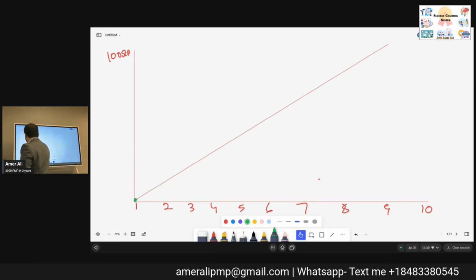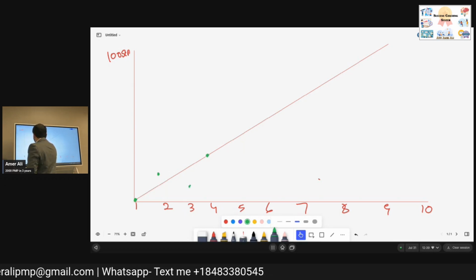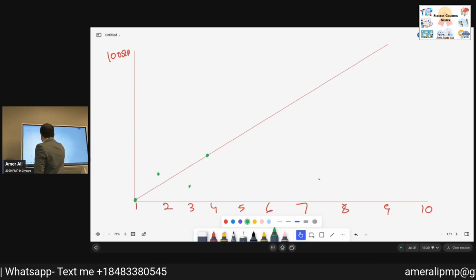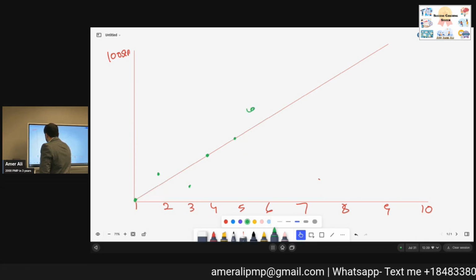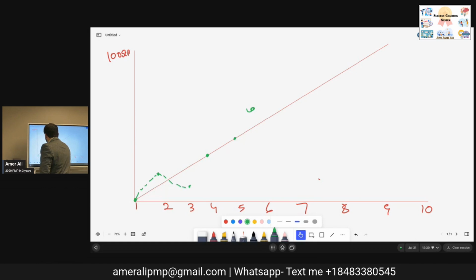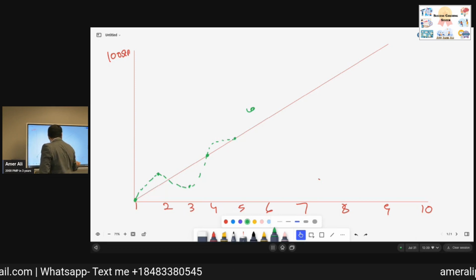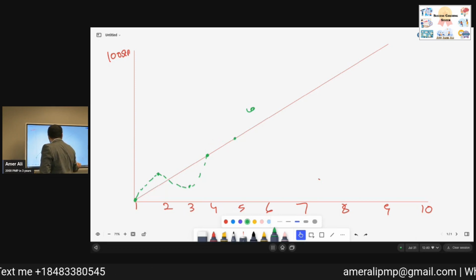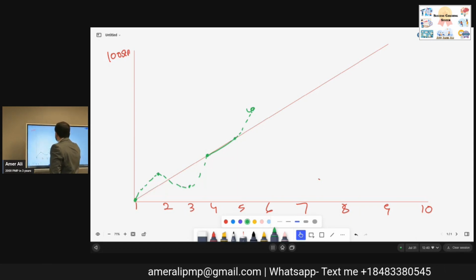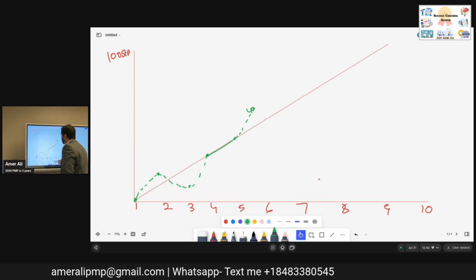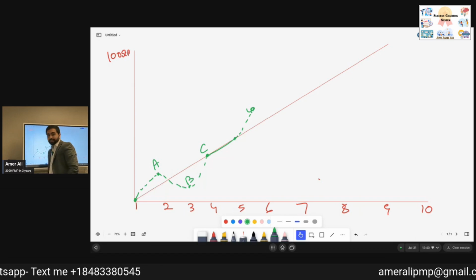Now actual burn up. On day 1 we are here, on day 2 we are here, on day 3 we are here, on day 4 we are here, on day 5 we are here, day 6 here. Now, point A, point B, point C, what do they indicate?